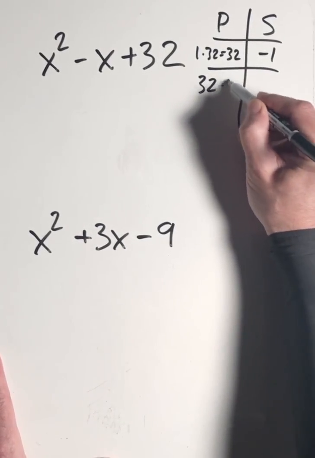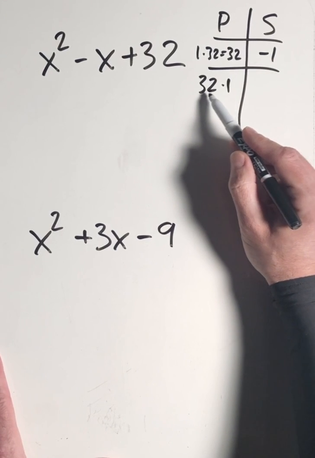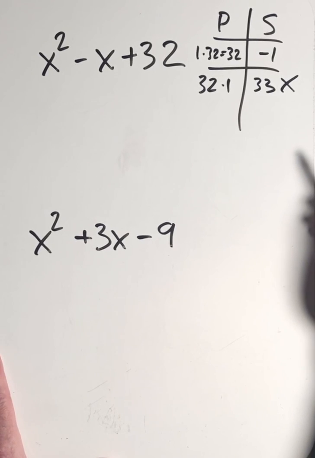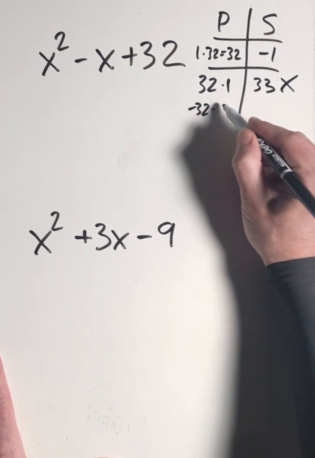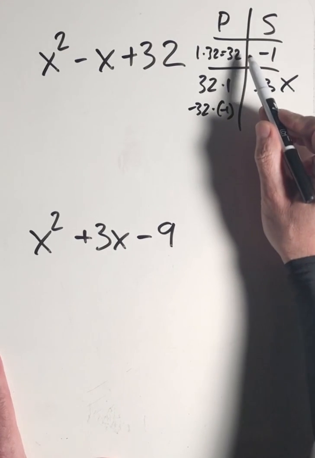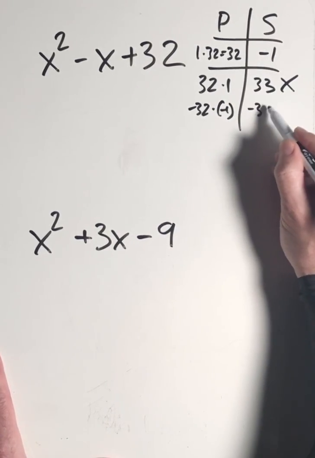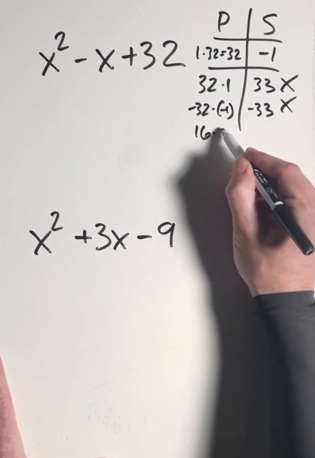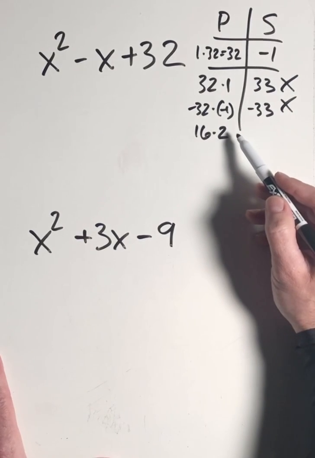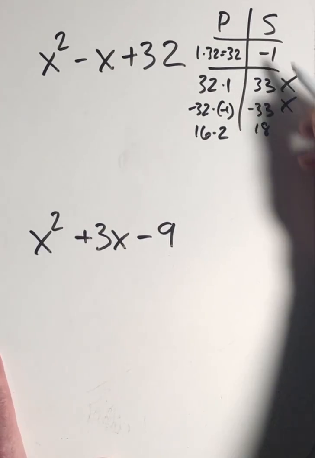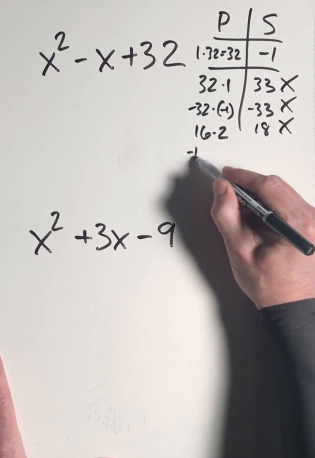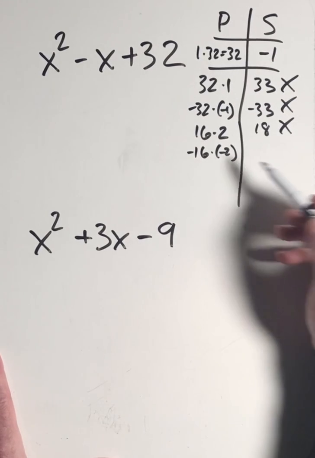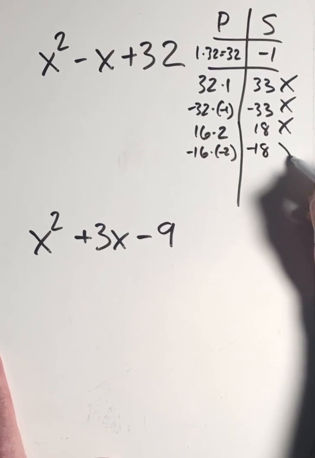We have 32 times 1, which multiply to 32, and if I add them, that's 33, which is not -1. If I looked at -32 times -1, that also multiplies to +32, but that adds to -33, which is not -1. I also have 16 times 2, which multiplies to 32, but that adds to 18, which is not -1. I could look at -16 times -2, which also multiplies to +32, but these add to -18, which is not -1.